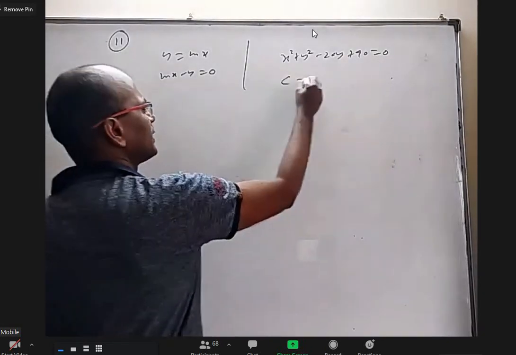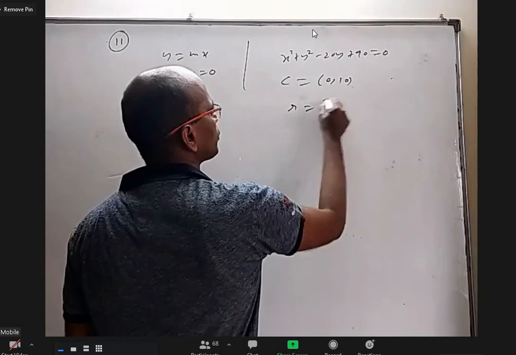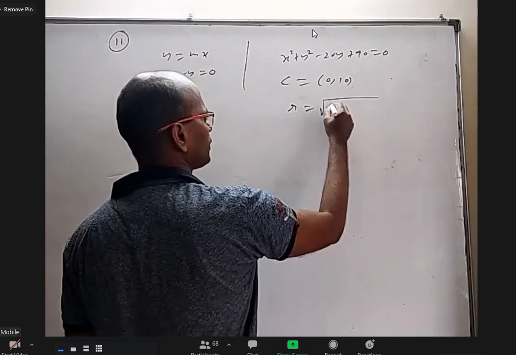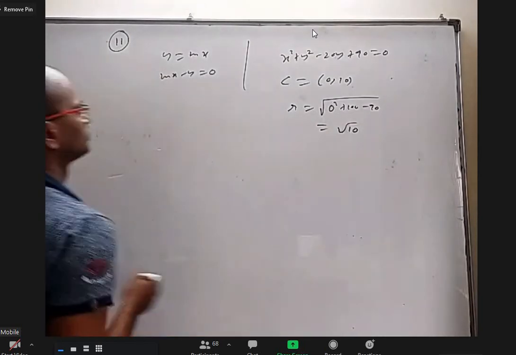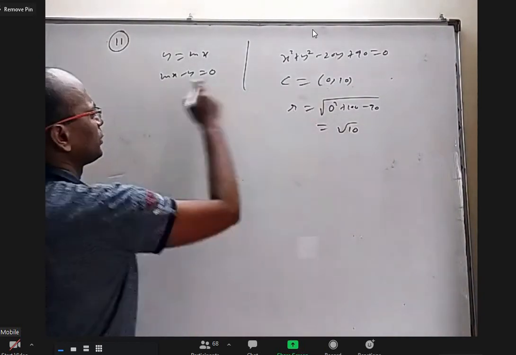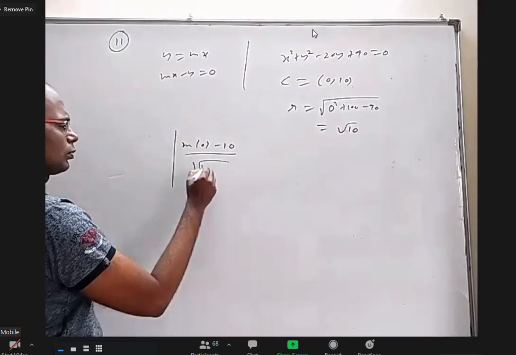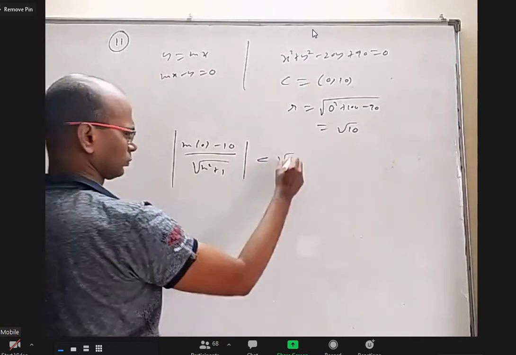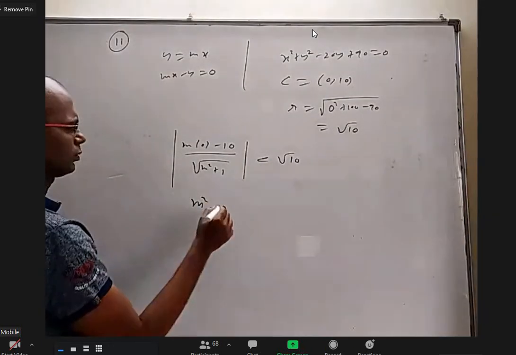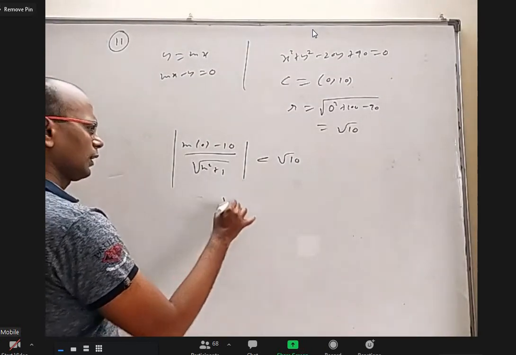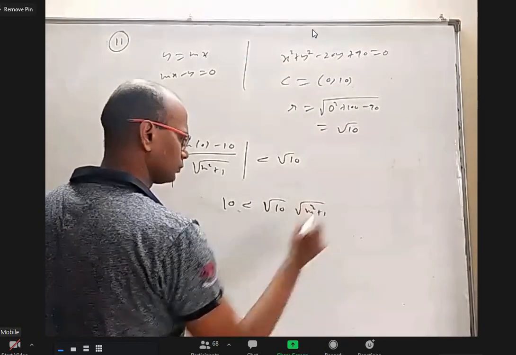Okay, so what is the center? 0, 10, and the radius is square root of 0 square plus 100 minus 19, that is root 81, which is 9. What is the center to line perpendicular distance? Mod m into 0 minus 10 by root over m square plus 1 should be greater than 9.